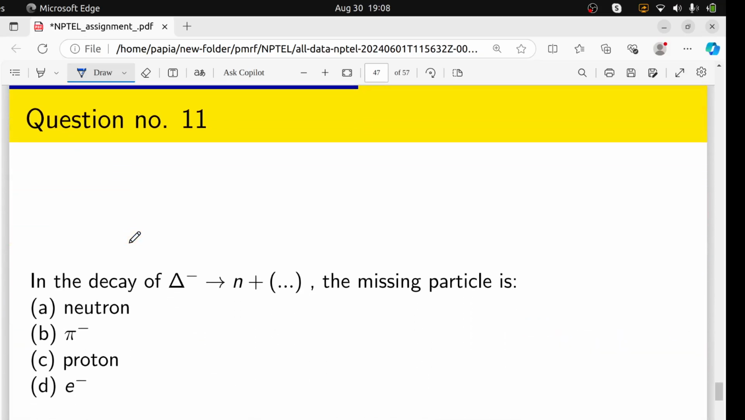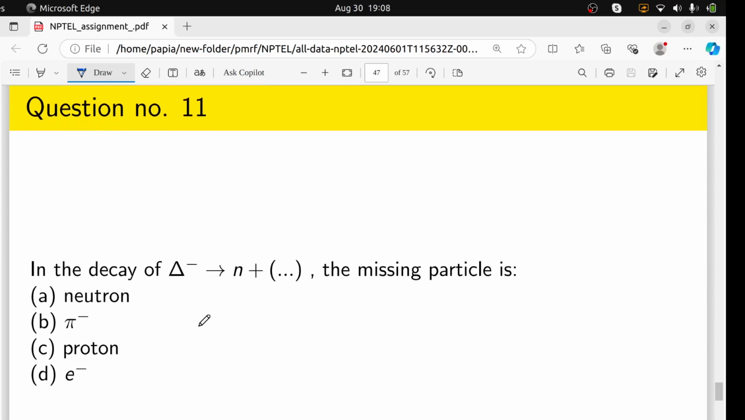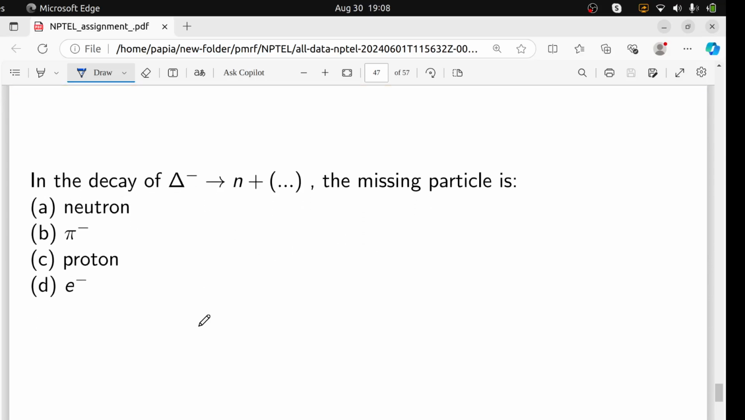So maybe we can go to the next question, number 11. If you have any doubt, you can ask me in between that also. In the decay of delta minus going to n plus something, the missing particle is what? It's interesting. Delta minus going to n plus something. So what is something here? To know the something, we need to check Q, B and L at the very first, right? Because this is a decay.